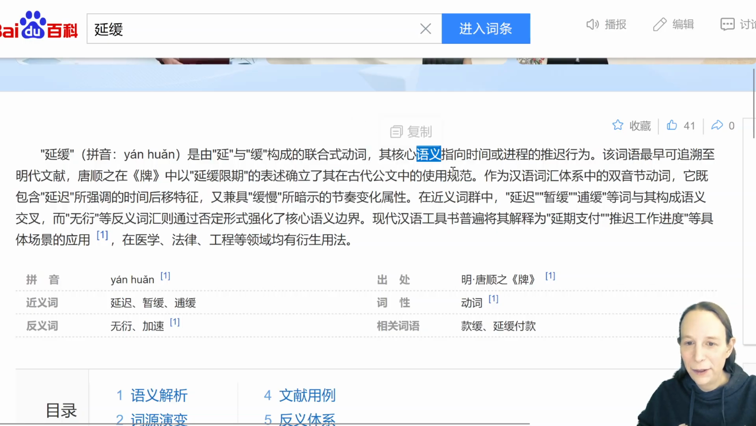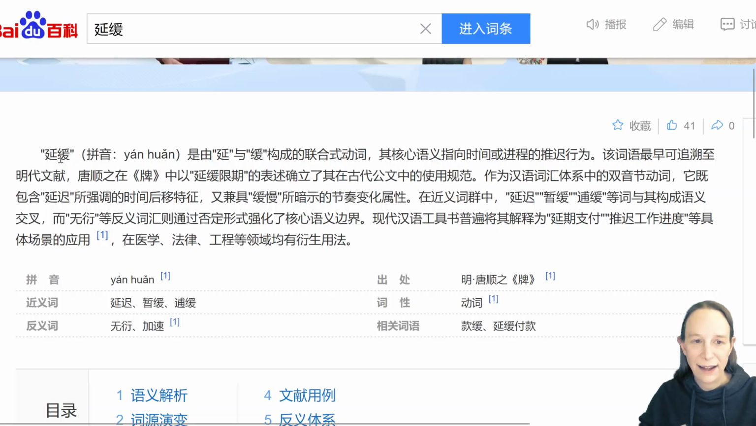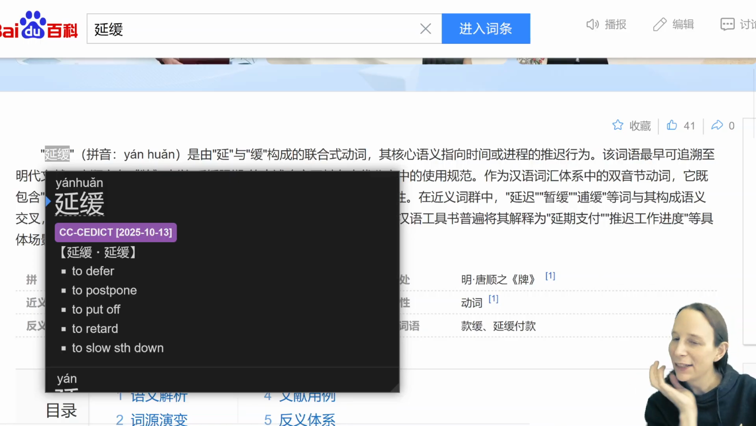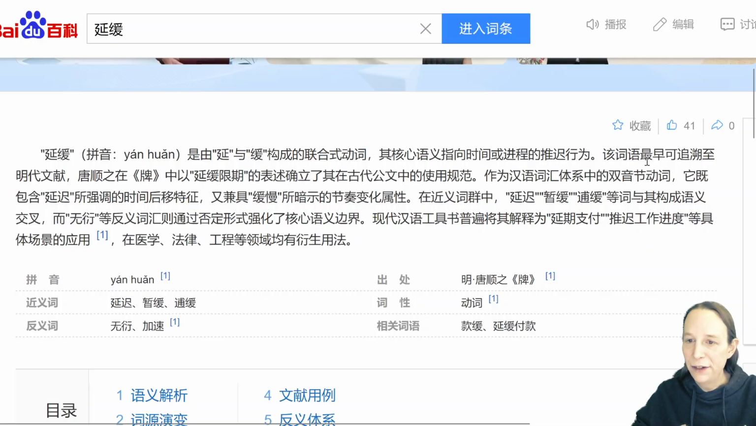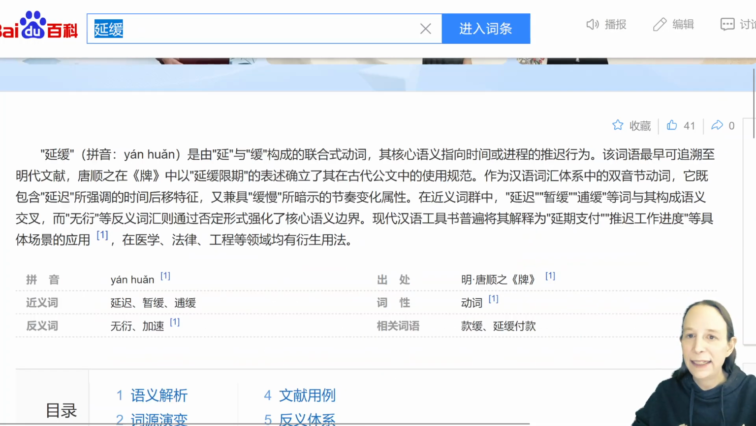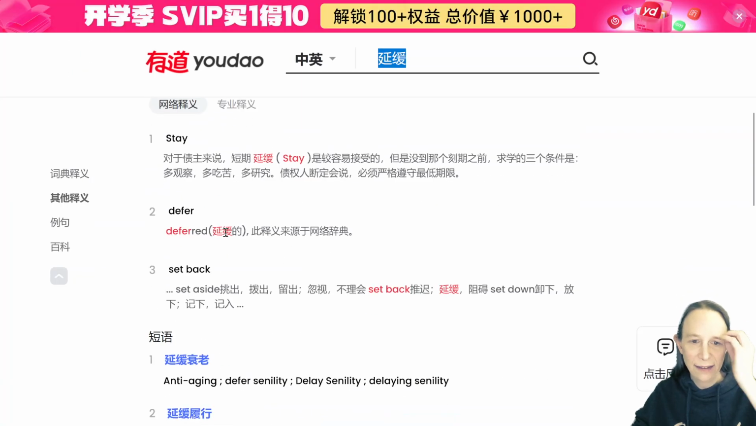其核心语义指向时间和进程的推迟行为. Okay, so it's slowed down in order to alleviate some sort of problem or something in this ballpark. 该词语是早可追溯至 blah blah blah blah. I don't think we need to know. All right. Let's look at some examples in here. 延缓.